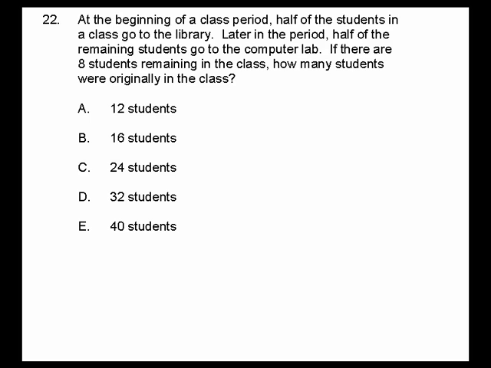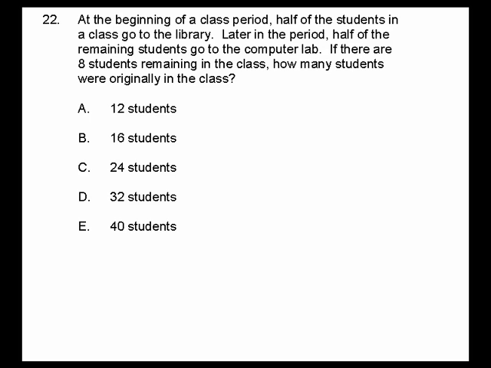At the beginning of a class period, half of the students in a class go to the library. Later in the period, half of the remaining students go to the computer lab. If there are 8 students remaining in class, how many students were originally in the class?